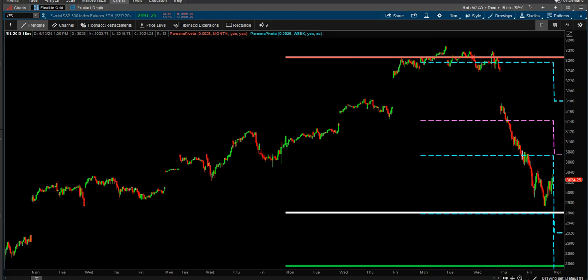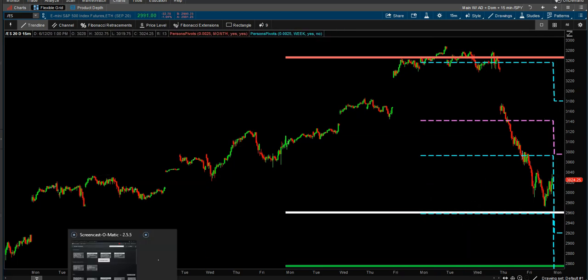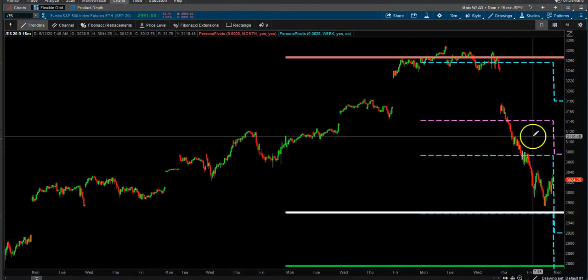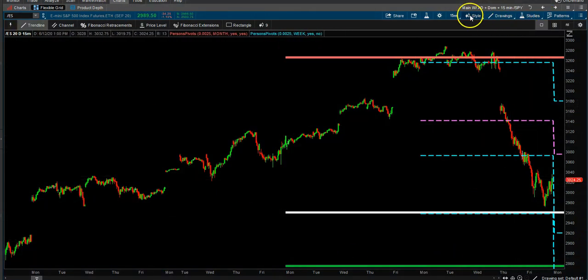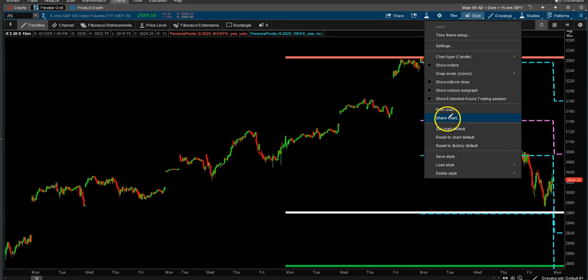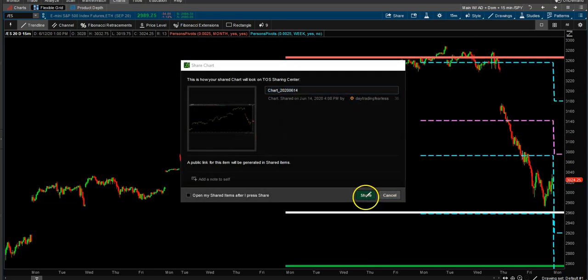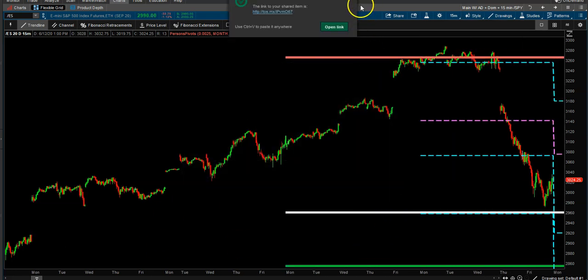So hope that helps with understanding what they are. What I'll do is leave a link down below. I'll share the chart and I will leave these down below. You can use these for stocks, anything like that. They're great for stocks, futures, things like that.